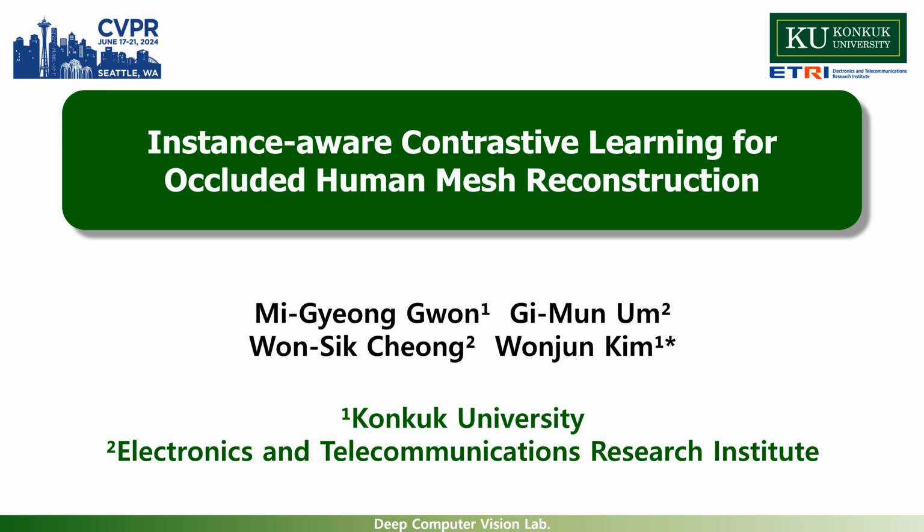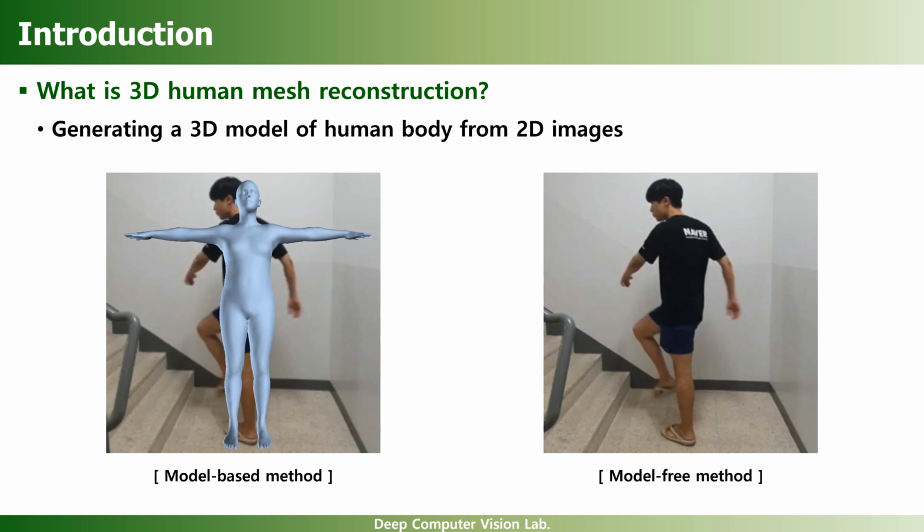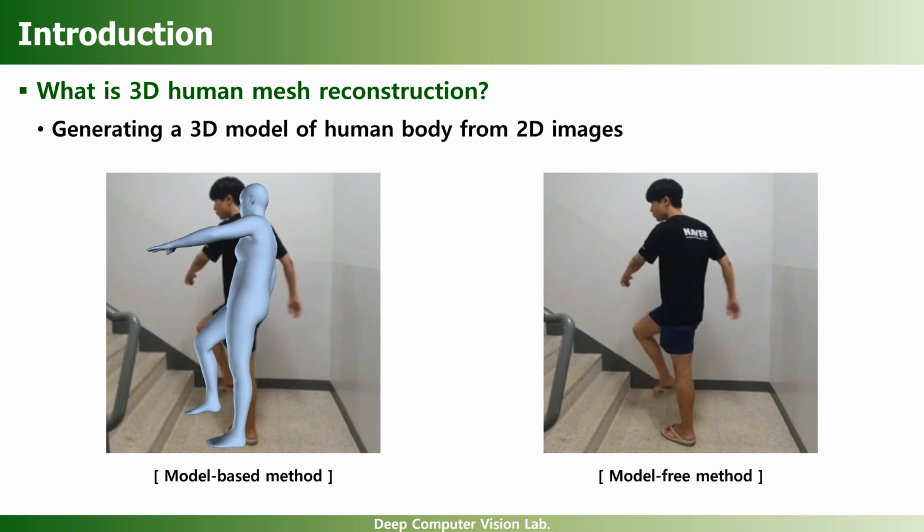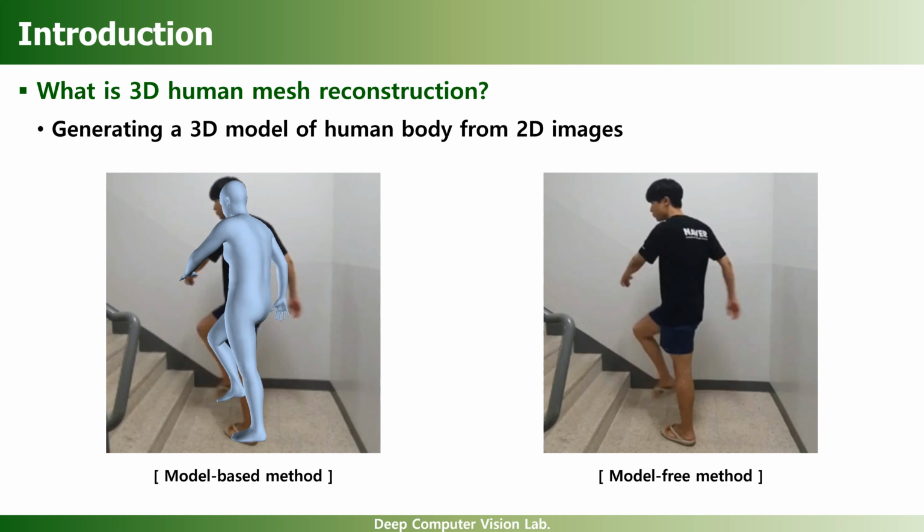In this video, we introduce a simple yet effective method for occlusion-robust 3D human mesh reconstruction. Our task aims to estimate skinned human mesh from a single RGB input, and there are two main streams for this task. One is the model-based method, which predicts SMPL parameters. And the other one is the model-free method, which directly infers the 3D coordinates of mesh vertices. Between these two approaches, we follow the former one, model-based method.